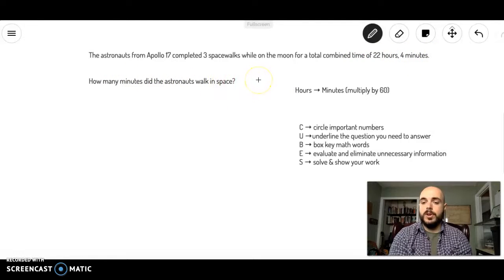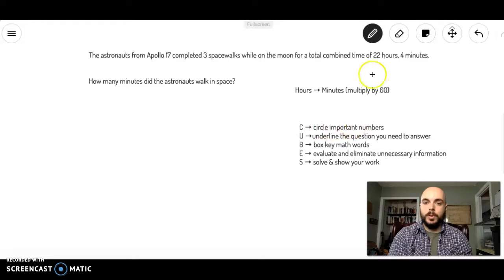Okay, before I even start going to my cube method, I make sure I get my conversion down on the page. So I use my conversion table in Google Classroom, and I found converting hours to minutes, all I have to do is multiply by 60. So you can see here I have 22 hours. I'm going to end up having to convert that. So let's start with my cubes method here.